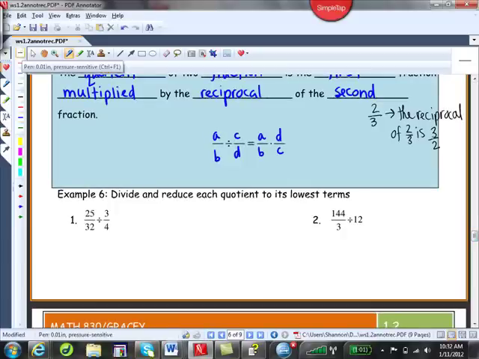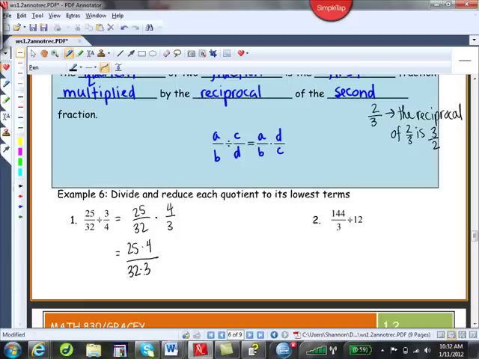This is going to be, we have 25/32 divided by 3/4. So what do we do first? That's right. We change the division symbol to a multiplication symbol, and to pay for that, we have to flip that second fraction. So we have now changed this to multiplying by the reciprocal. Well, now we'll have 25 times 4 over 32 times 3.